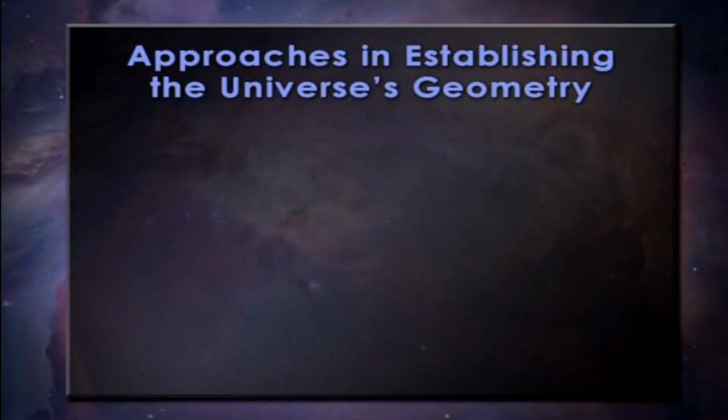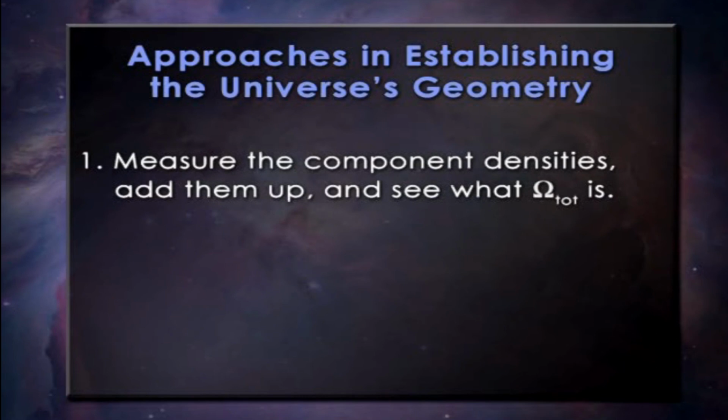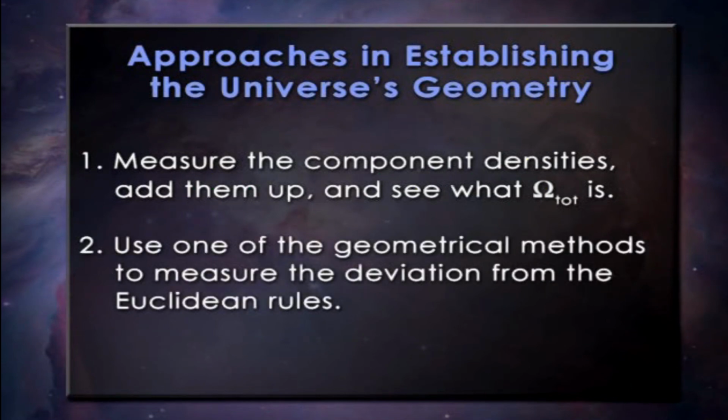So let's now return to our primary goal, establishing the universe's true geometry. We have 2 rather different approaches. One is to measure the component densities, add them up, and see what omega total is. And the other is to try to use one of those geometrical methods to measure the deviation from the Euclidean rules. Now, over much of the 20th century, huge effort went into both of these approaches, with success only arriving at the very end of the century.